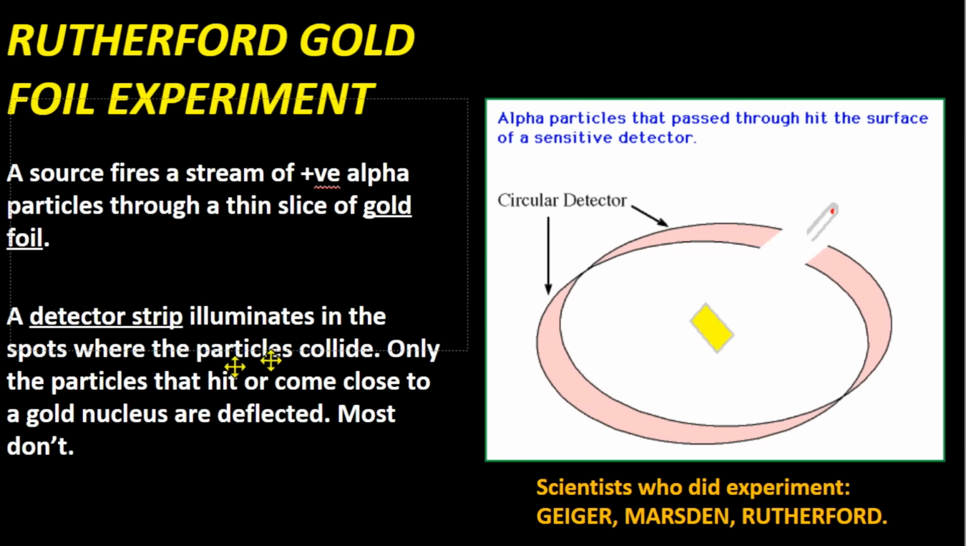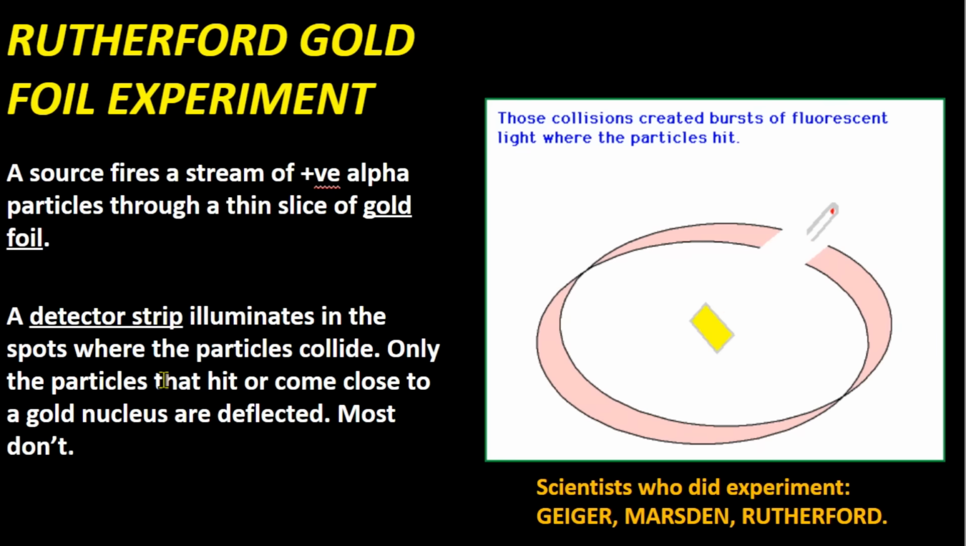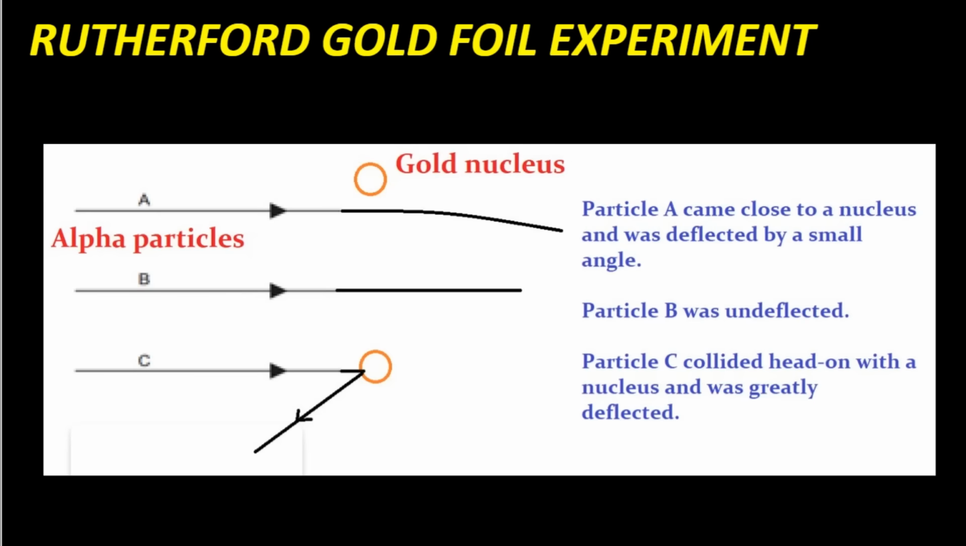It lights up. Only the particles that hit or come close to a gold nucleus are deflected. Most of them don't, and thus most of them actually just pass through the foil without being deflected. So the scientists who did this experiment are Geiger, Marsden, and Rutherford. Now if you take a closer look here, these orange circles represent gold nuclei and these represent alpha particles. We have 3 pathways here, A, B, and C.